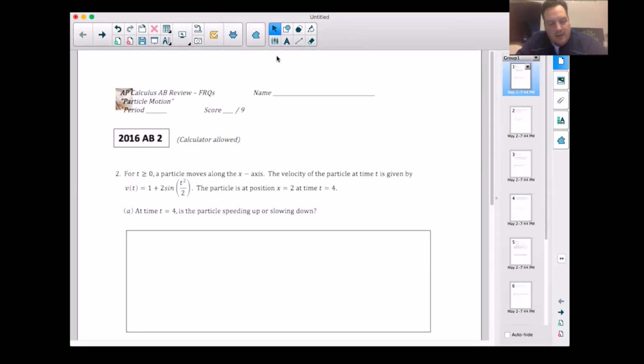Tony Record at Avon did a session on differential equations. Then he did another session on those FRQs that have tables in them, Riemann sum, those types of problems. And then we're doing particle motion tonight.